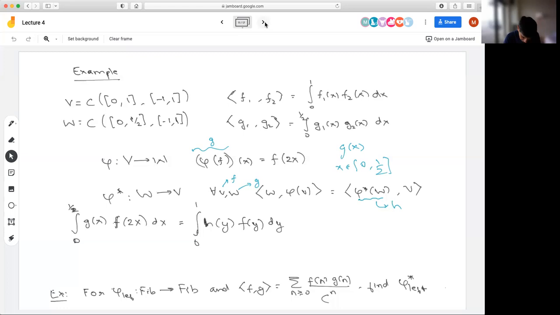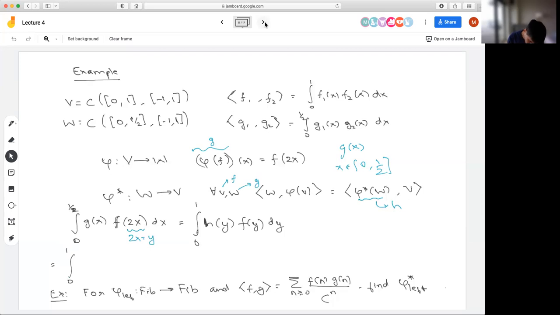And it's sort of close to what you want when you write it this way. You can see what we need just by doing a change of variables. So now let's substitute, let's do a change of variable in this integral.